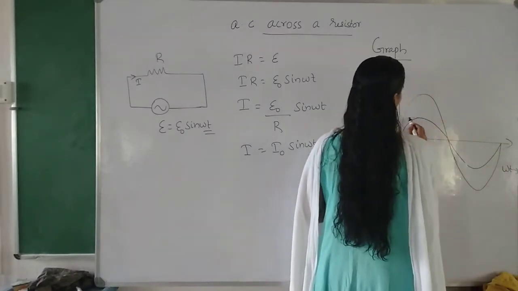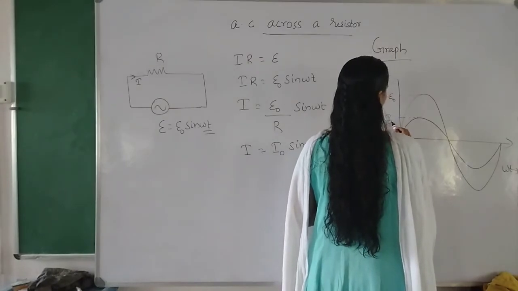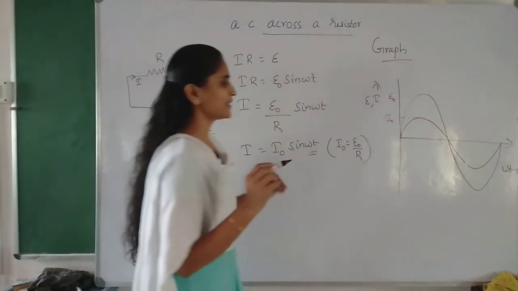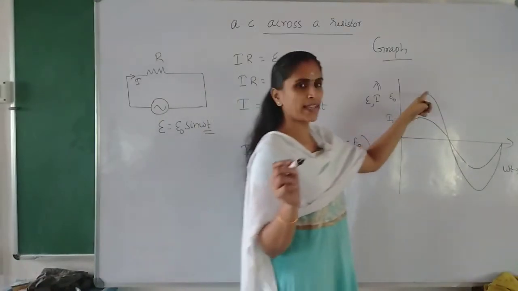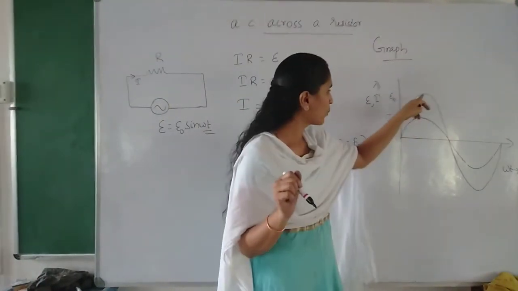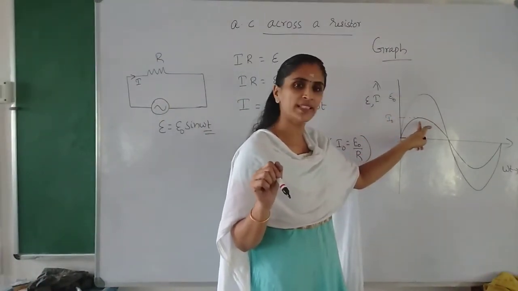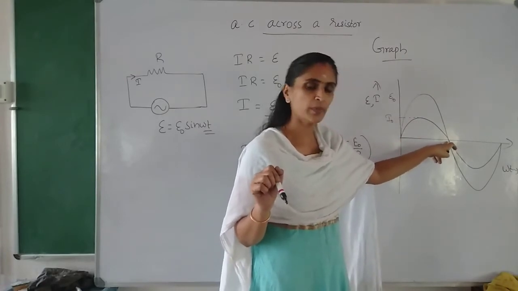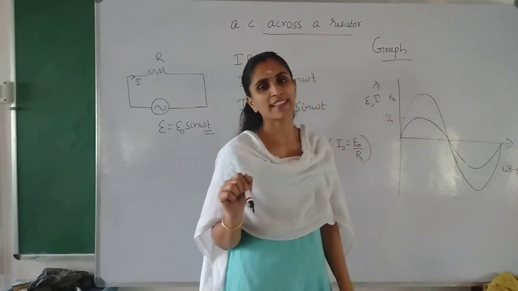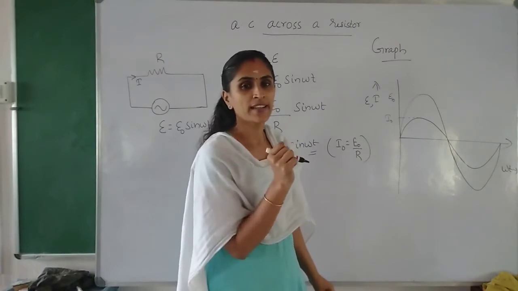So this corresponds to this. From this also we can say that both are in the same phase. Why? When one reaches maximum, the other also reaches maximum. When one reaches minimum, the other also reaches minimum. So we can say that voltage and current are in phase.